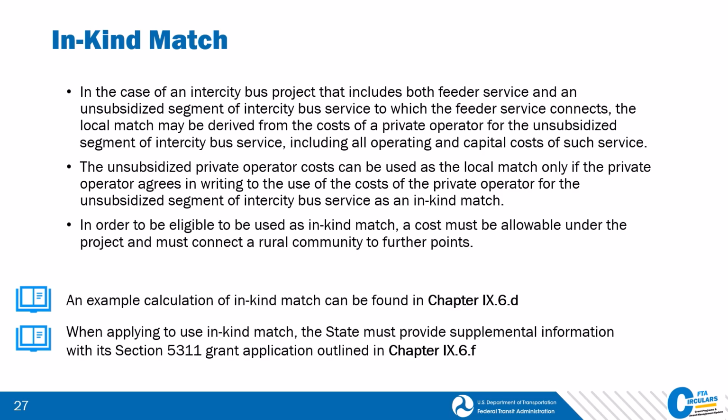The unsubsidized private operator costs can be used as the local match only if the private operator agrees in writing to the use of the costs of the private operator for the unsubsidized segment of intercity bus service as an in-kind match. In order to be eligible to be used as in-kind match, a cost must be allowable under the project and must connect a rural community to further points. We have an example calculation of in-kind match in Chapter 9.6.d, and when applying to use in-kind match, the state must provide supplemental information with its Section 5311 grant application as outlined in Chapter 9.6.f.